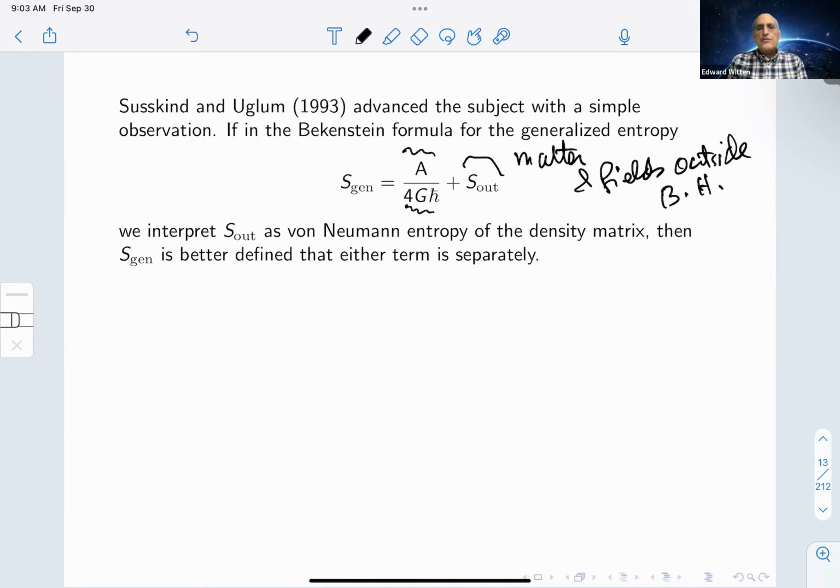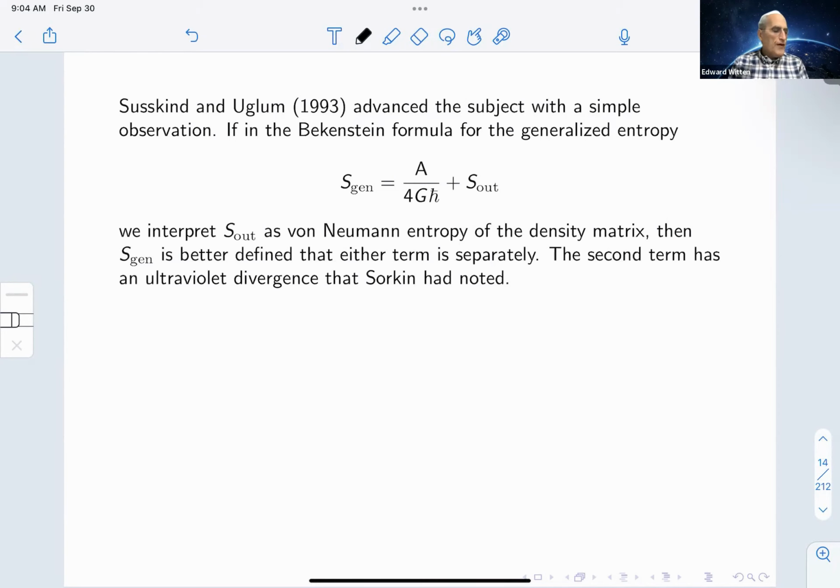Bekenstein's idea was that the generalized second law doesn't apply to ordinary entropy only, because I could take a cup of tea and throw it into the black hole, and then the ordinary entropy goes down. However, the area of the black hole horizon then goes up. Bekenstein proposed that the second law really applies to this generalized entropy, the area over 4G h bar, which is black hole entropy, plus the ordinary entropy outside. Susskind and Uglum were the first to observe that the generalized entropy is better defined than either term is separately.